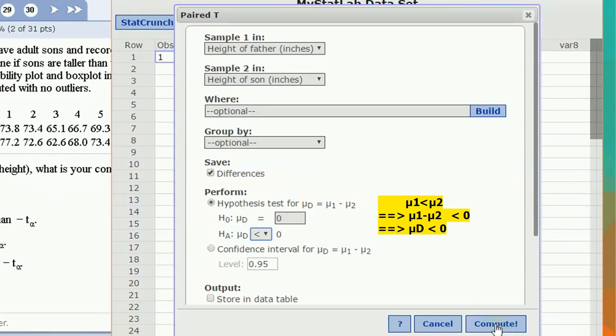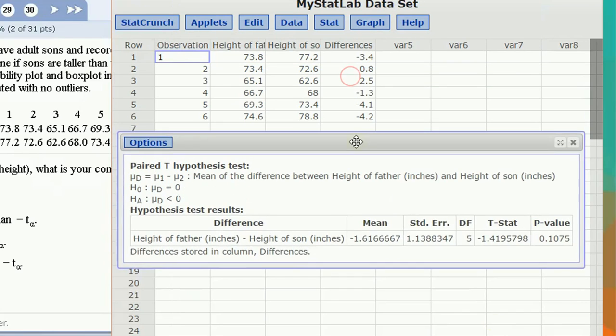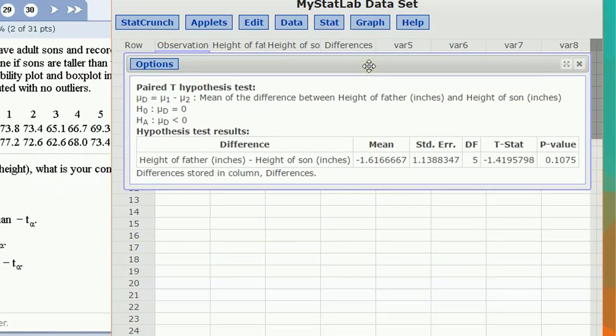Now I want to click Compute, and I want to show you one thing that just popped up. This new column of differences was created. So really what was done was a one sample t-test on the differences column. That's all a paired sample test is. You just calculate the differences and you do a one sample test on the differences. But this allows us to do it all in one fell swoop.